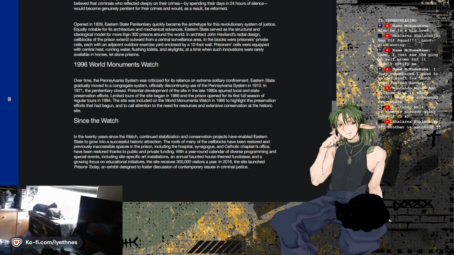In architect John Haviland's radial design, cell blocks of the prison extend outward from a central surveillance area. In the block were prisoners' private cells, each with an adjacent outdoor exercise yard enclosed by a 10-foot wall. Prisoner cells were equipped with central heat, running water, flushing toilets, and skylights, at a time when such innovations were rarely available in homes, let alone prisons.